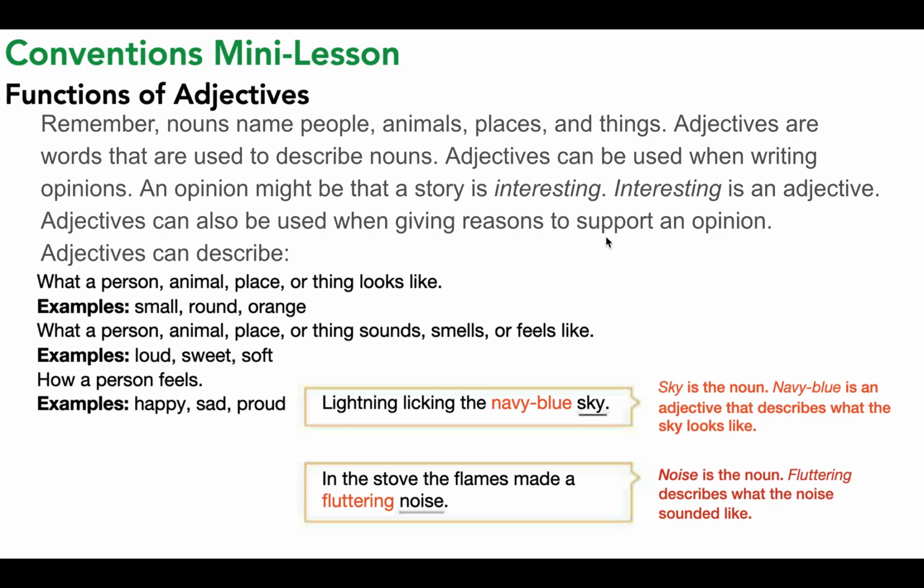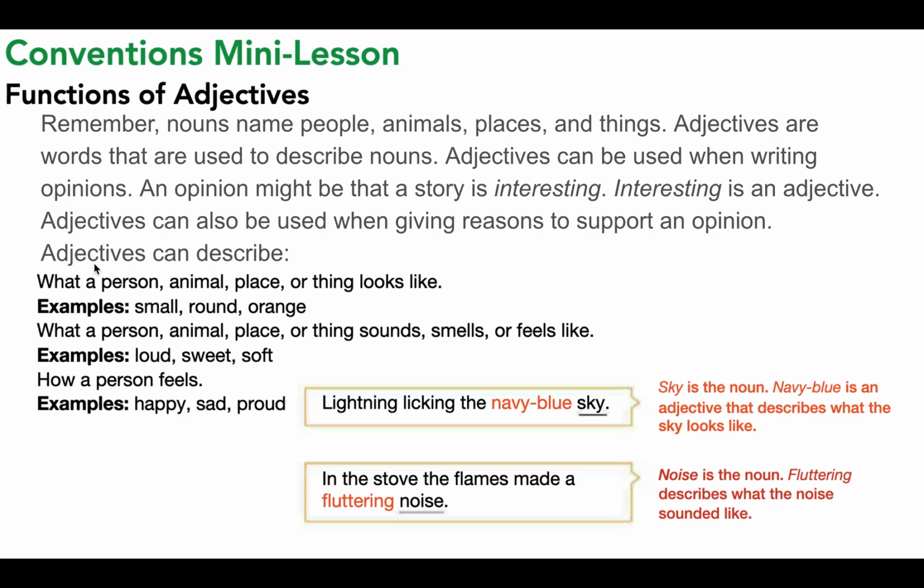The conventions mini lesson, functions of adjectives. So remember, nouns name people, animals, places, and things. Adjectives are words that are used to describe nouns. Adjectives can be used when writing opinions. An opinion might be that a story is interesting. Interesting is an adjective. Adjectives can also be used when giving reasons to support an opinion.